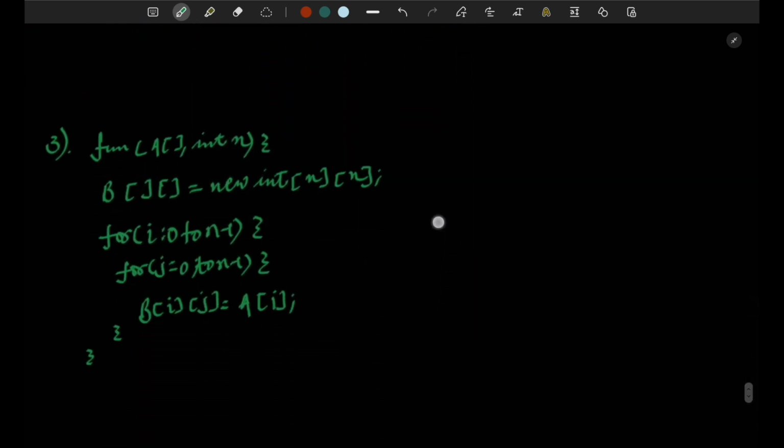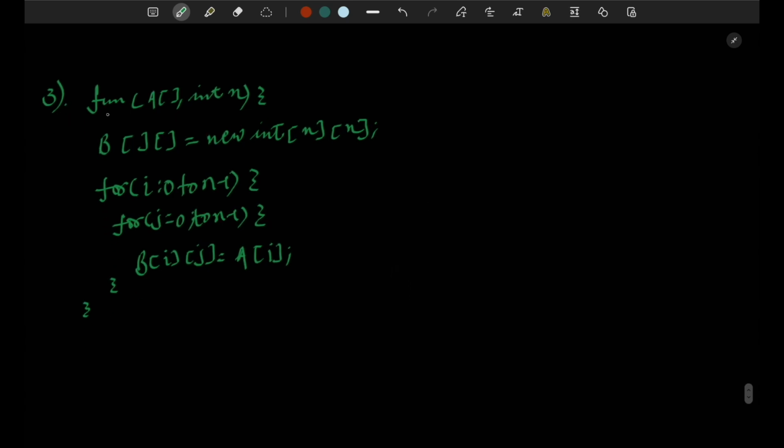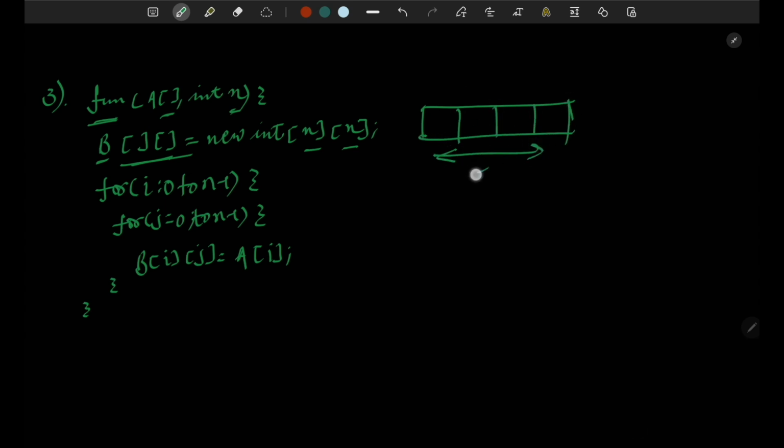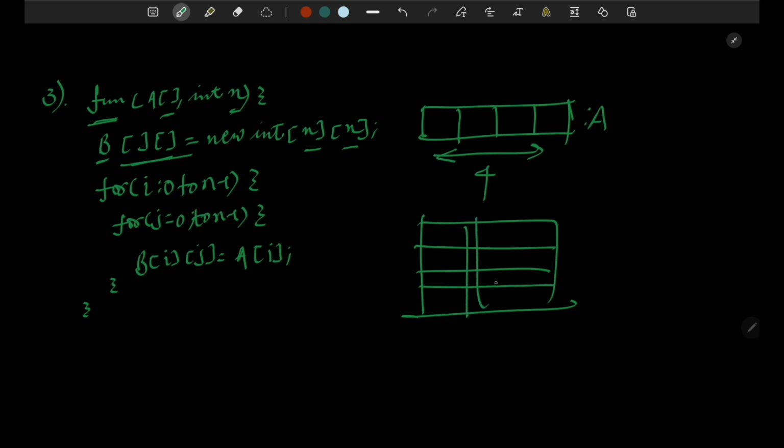So in this example, what we have is function fun. We have an array A and the size is n, and we are creating an array B that is two-dimensional, and this is of size n cross n. So if A was like this, let's say of size 4, what we are doing is creating B that is of size 4 cross 4, and this is array B.